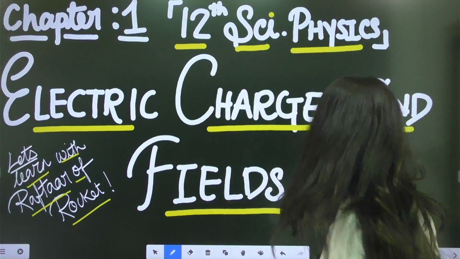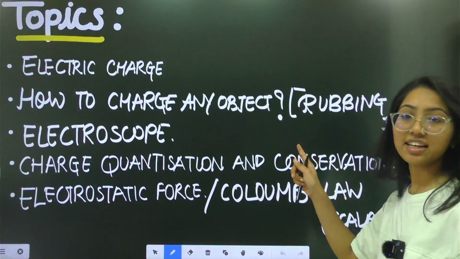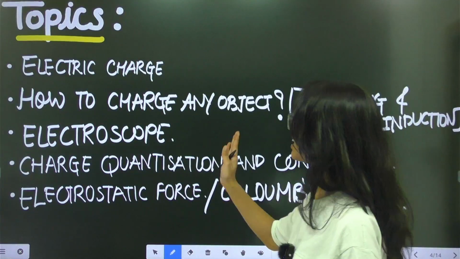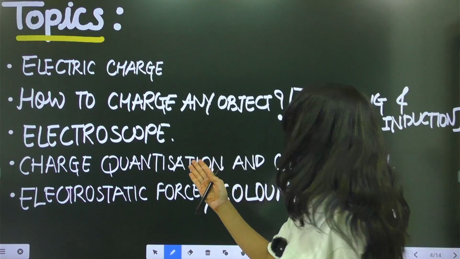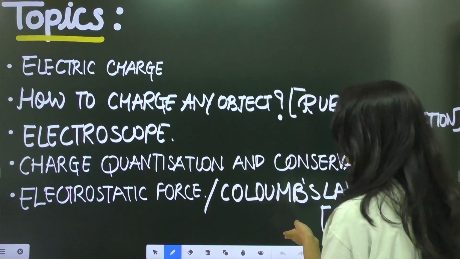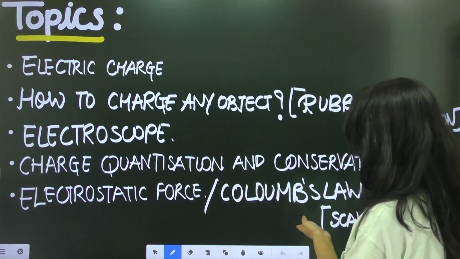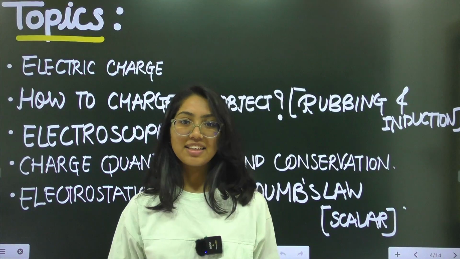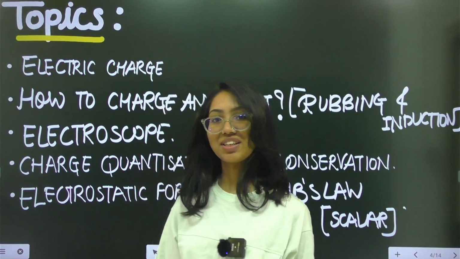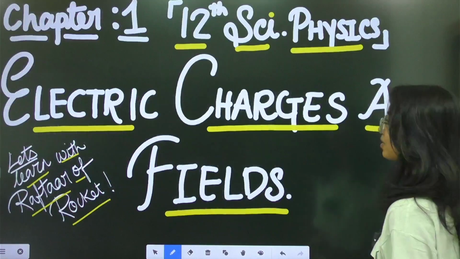Okay, so first of all, these are the topics that we are going to study today: electric charge, how to charge any object, electroscope, charge quantization and conservation, and electrostatic force or Coulomb's law in scalar form. These are the topics we are going to study today. So back to the first topic.